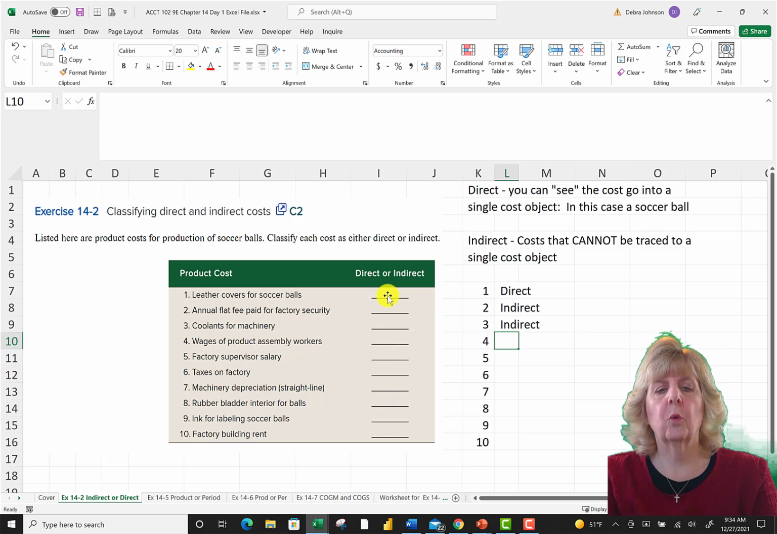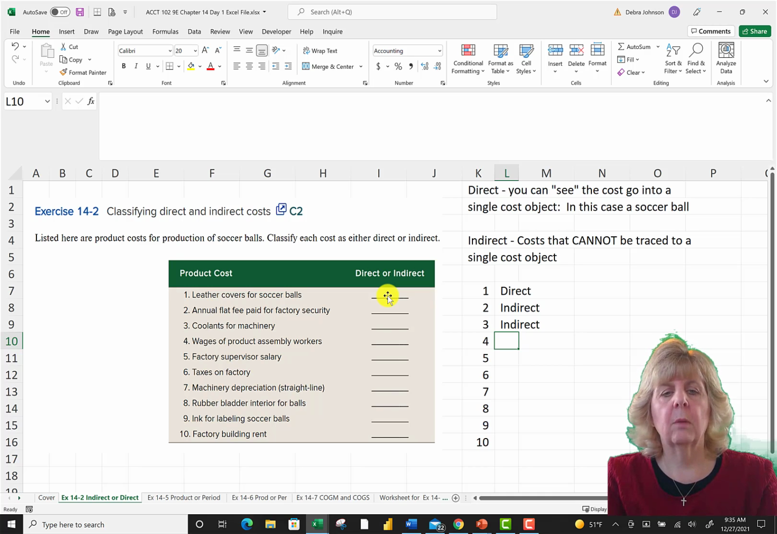Number 4, the wages of the product assembly workers. Okay, remember in the lecture we talked about touch labor or dirty hands labor. If a worker is on the assembly line getting his or her hands dirty, that is considered direct labor. That would be a direct cost of the soccer balls.